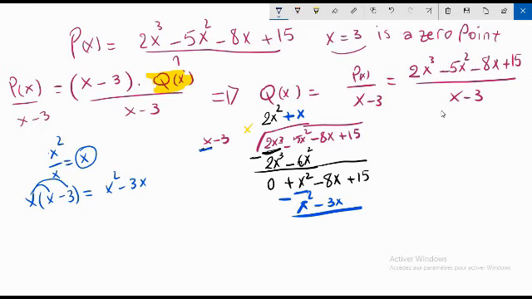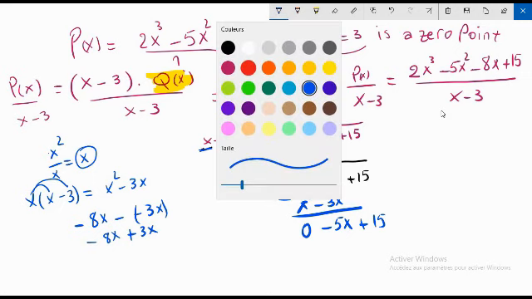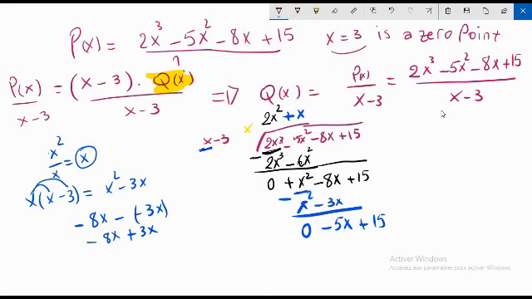So I'll be subtracting x squared minus x squared, which is equal to 0. Then minus 8x minus 3x here, which is equal to minus 8x plus 3x, which is minus 5x here. Plus 15 minus 0 is plus 15. Now again, you have to go all over again and do the same work.